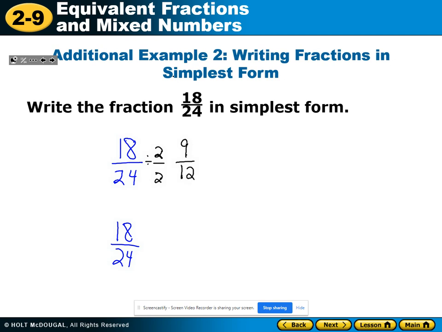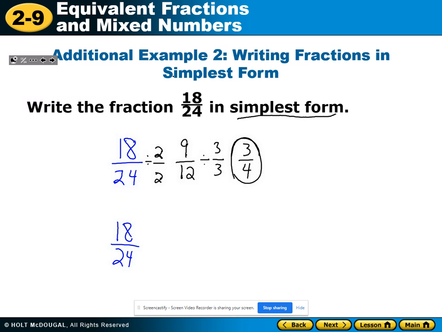And then I can see, 3 will go into each of these. So if I divide this by 3, and 3. 9 divided by 3 is 3. 12 divided by 3 is 4. There's no smaller numbers. There's no common factors anymore. So 3/4 is in simplest form.